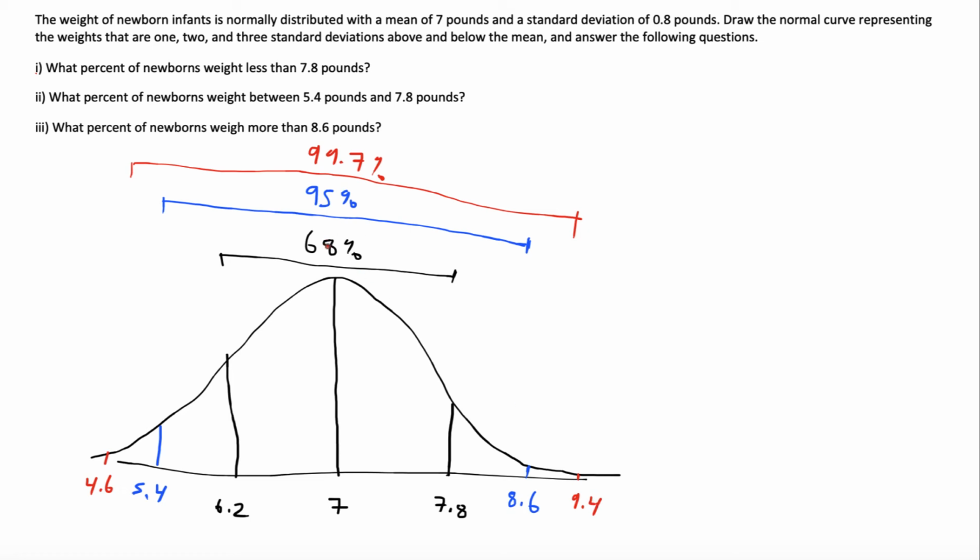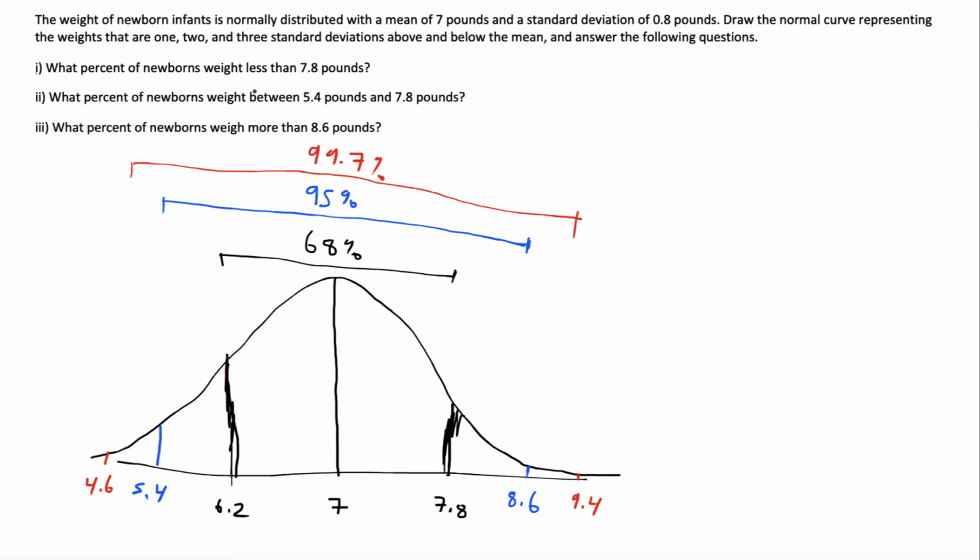Now remember, the rule of 68, 95, and 99.7 applies to the middle. Okay, so the one standard deviation away is the middle 68%. So think about what that means. Everything from here to here, in black, this is the middle 68%. So what if we want to find values below 6.2 or something like that? So you have to make sure that you really understand what these percentages mean. Okay? So let's answer these questions.